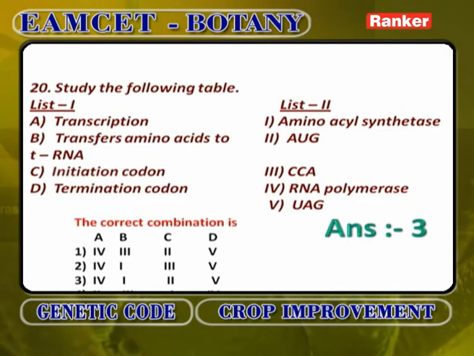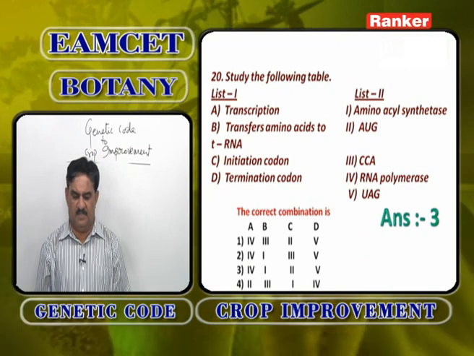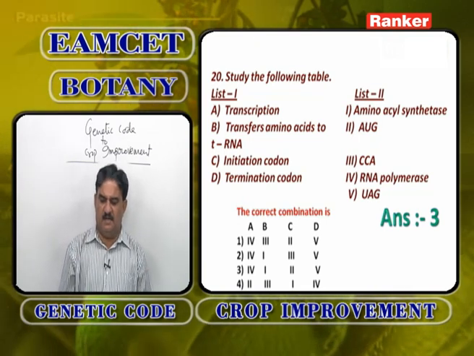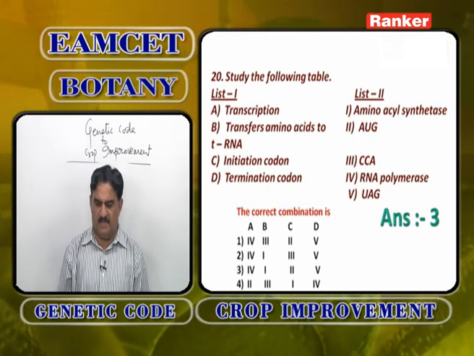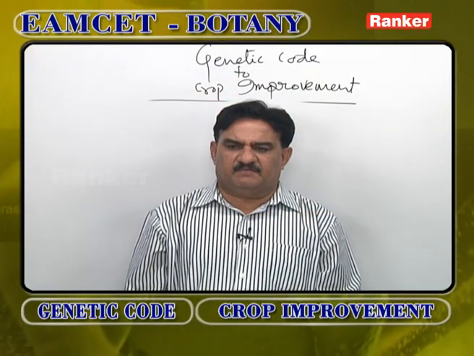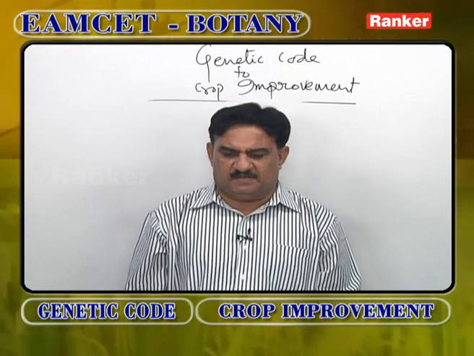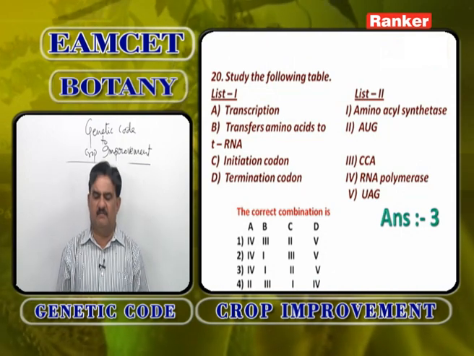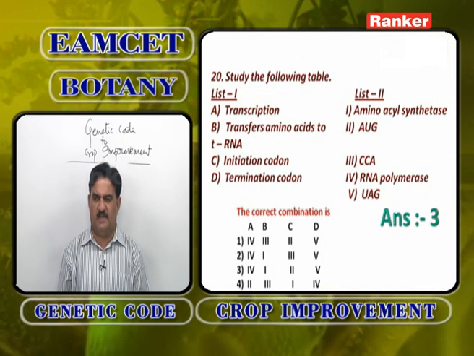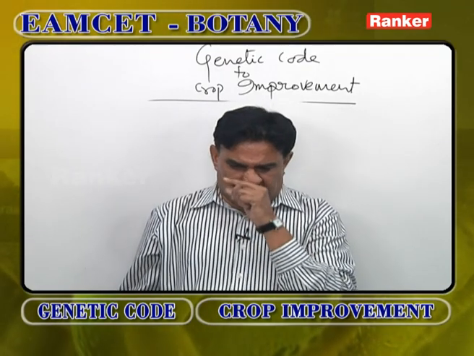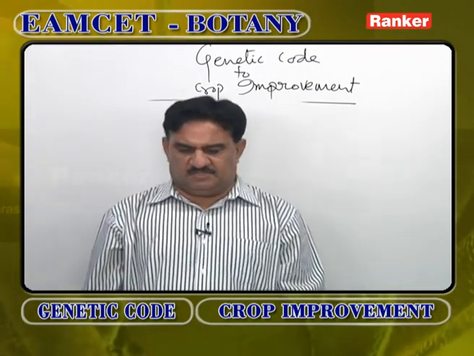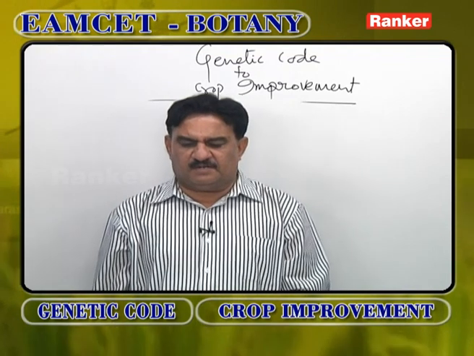Study the following table and identify the correct combination. Transcription, transfer of amino acid to tRNA, initiation codon, termination codon; amino acyl synthetase, AUG, CCA, RNA polymerase and UAG. A4: transcription, RNA polymerase. RNA polymerase always helps in transcription, the formation of messenger RNA from DNA. B1: transfer of activated amino acid to tRNA is done by amino acyl synthetase. C2: initiatory codon is always AUG. Then D5: terminatory codon is UAG.